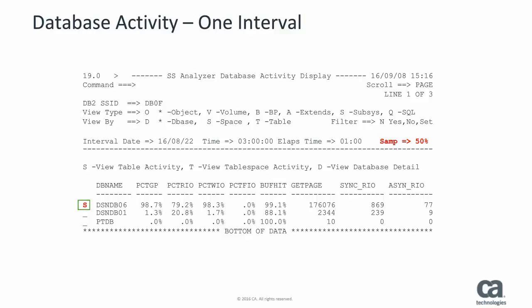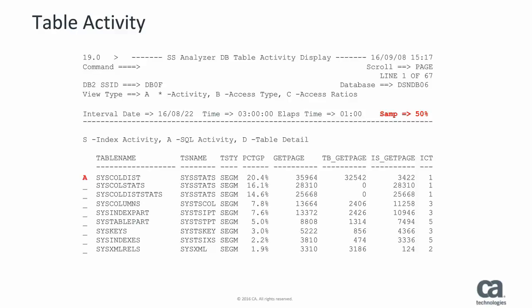Type S in the line command field for the first database listed and press Enter. The DB table activity display shows table metrics for the selected database. Notice that the sampling rate in the SAMP field is 50% because we are viewing data from the same interval that we originally selected. Next, we'll view table SQL activity in CA Detector.